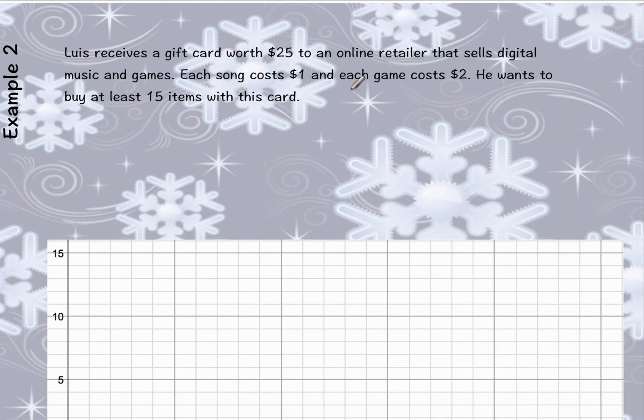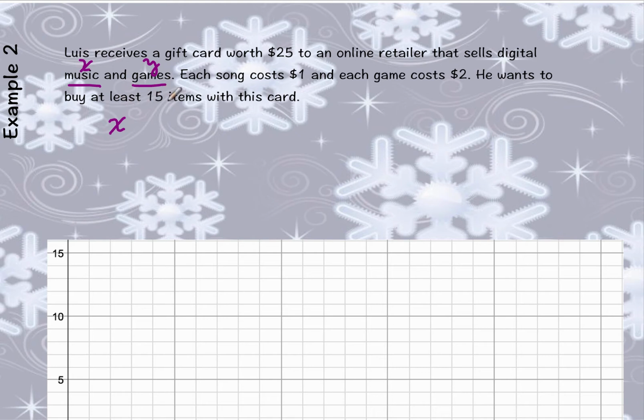Okay, we'll do one more. Luis receives a gift card worth $25 to an online retailer that sells digital music and games. Each song costs $1, and each game costs $2. He wants to buy at least 15 items with this card. All right, so we're going to start again. We'll have X be music, and we'll have Y be games.